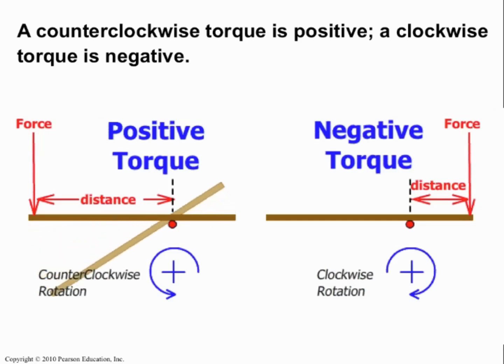A counterclockwise torque is positive. A clockwise torque is negative. This is important to remember, and we'll see examples of it later in this video. But a positive torque is defined as a torque that is rotating or trying to rotate in the counterclockwise direction, and a negative torque is a torque that is rotating or trying to rotate in a clockwise direction.